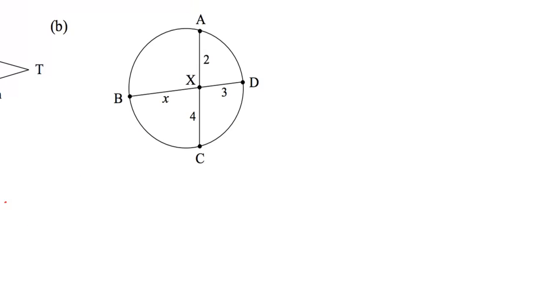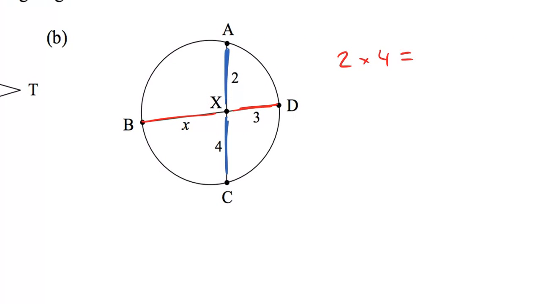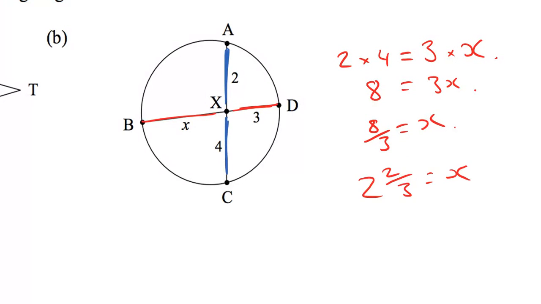Let's take a look at this situation here. We've got to find the value of X again. Now, remember that rule. If we multiply the two lines there, the 3 and the X together, it's going to be the same as when I multiply these blue lines together, the 2 times 4. So writing that out, we can say that 2 times 4 must be equal to 3 times X. So 8 equals 3X. So if we divide both sides by 3, 8 over 3 is equal to X, which is 2 2/3.